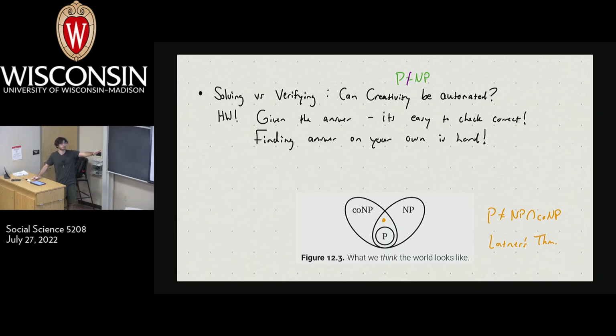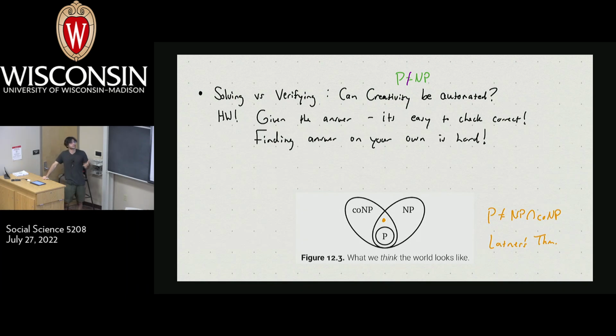It doesn't. This is just about verifying it quickly. So this is saying if P is the intersection, that's saying every problem that can both be checked for a yes quickly and be checked for a no quickly is in P. You can do both. There's an algorithm for both sides.